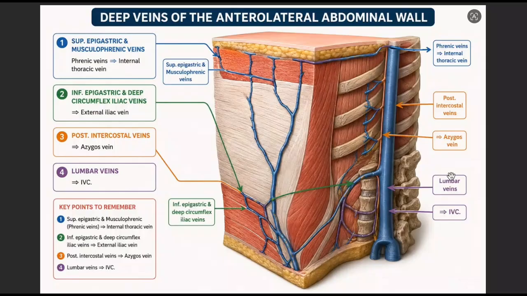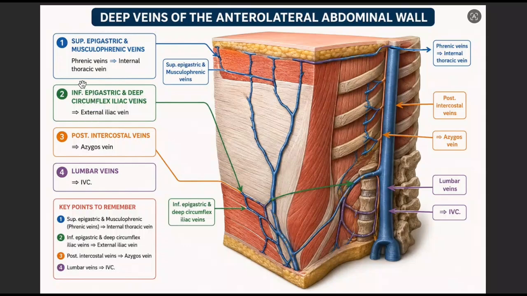abdominal wall veins. Now let's talk about the deep veins of the anterolateral abdominal wall. So we actually have 6 deep veins that are going to drain the anterolateral abdominal wall. First we have the superior epigastric and the musculophrenic veins, just like the arteries. Just remember the concept of the deep arteries, and if you remember the deep arteries, then you are correspondingly going to remember the deep veins of the anterolateral abdominal wall. So first we have the superior epigastric and the musculophrenic veins. These are actually going to drain into the internal thoracic vein, we already know.